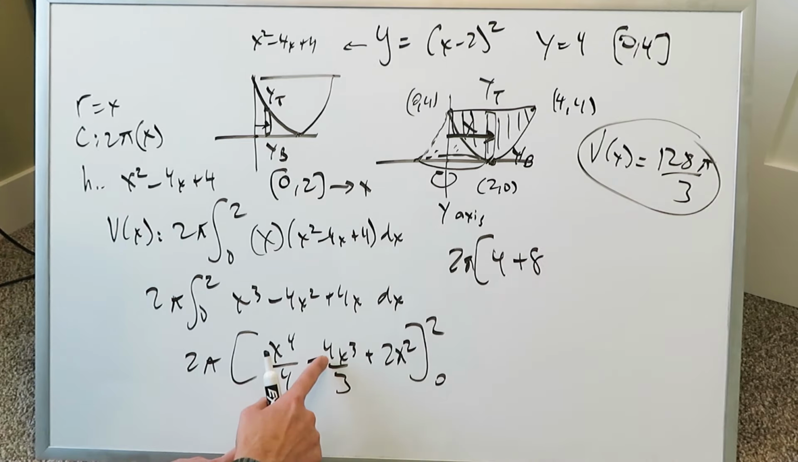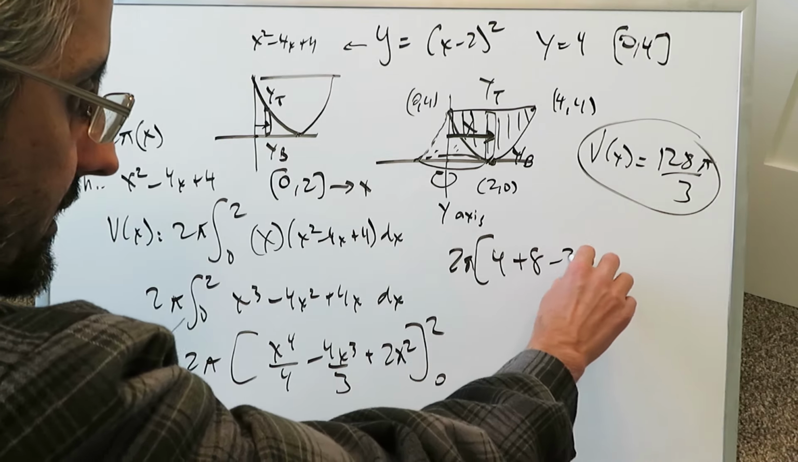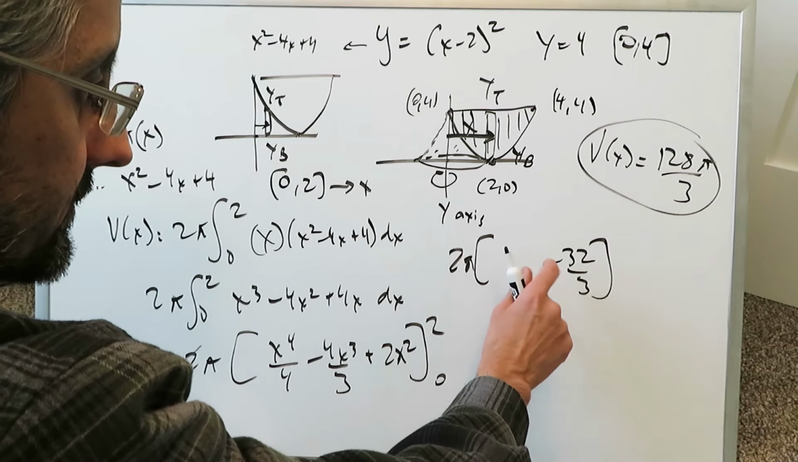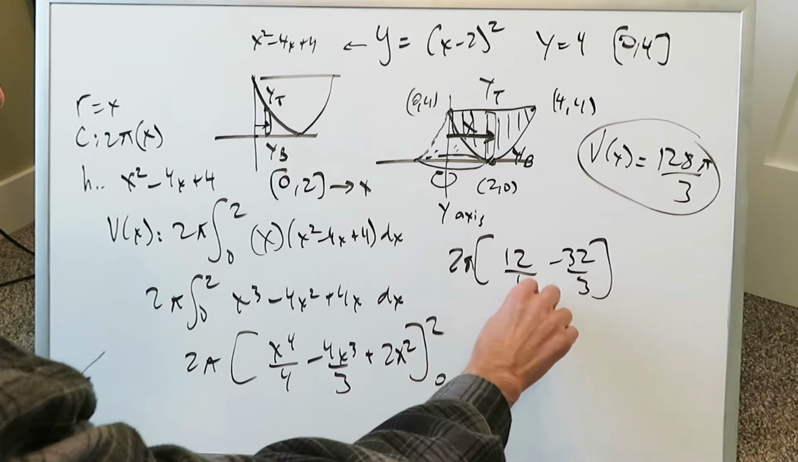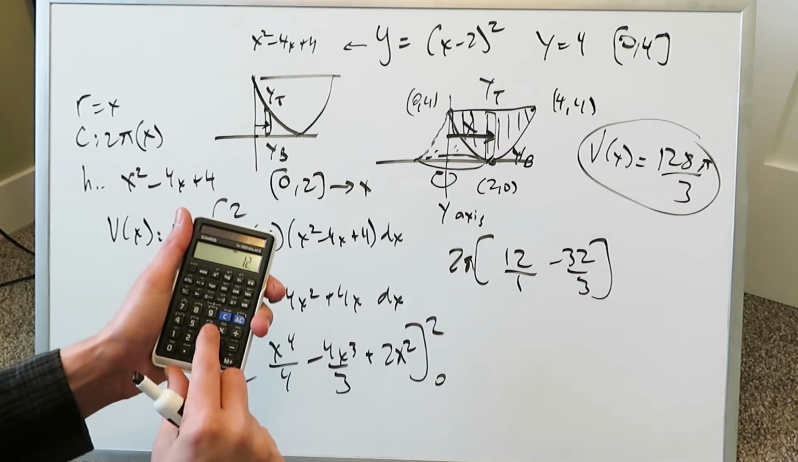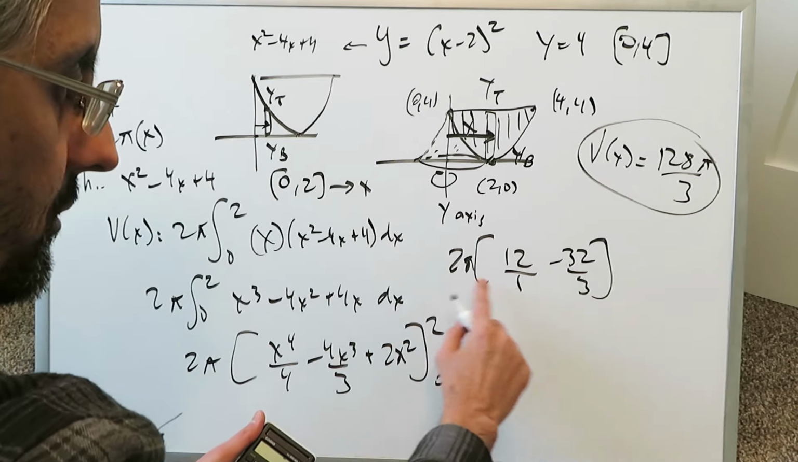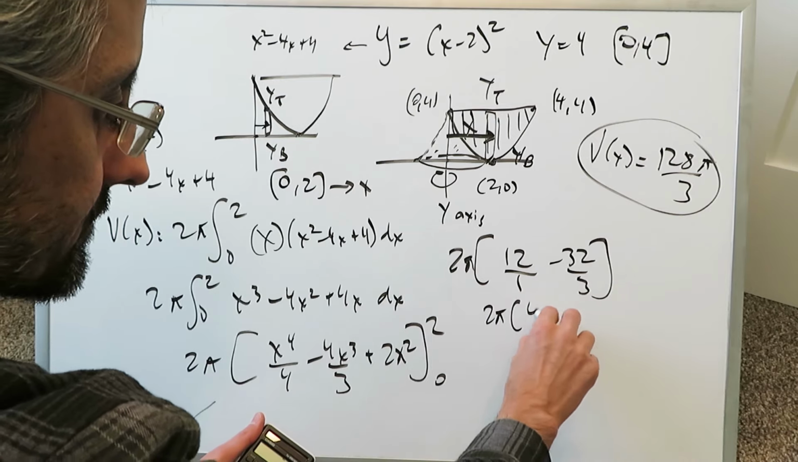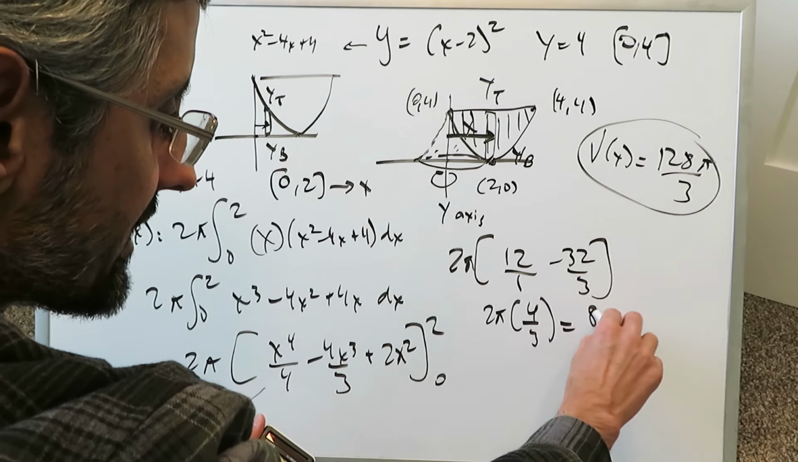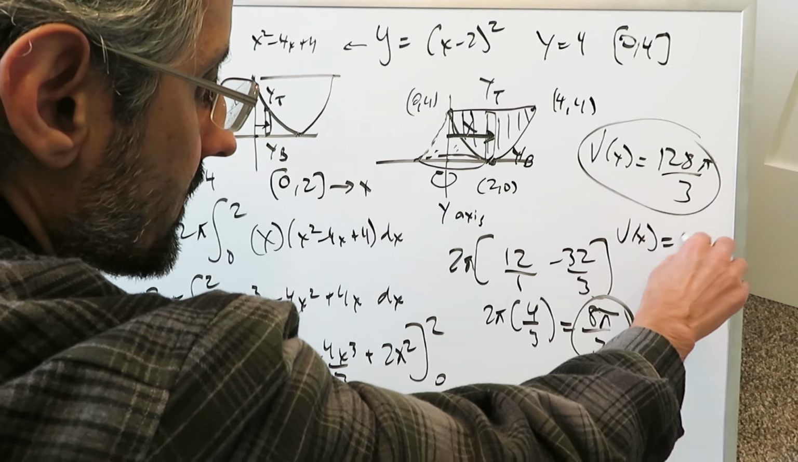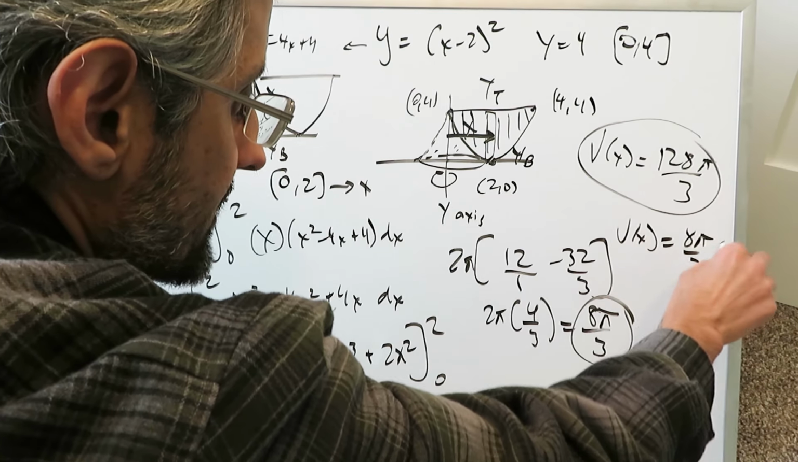Now let's come right here. 4 times 8 is 32 over 3. From here, you're seeing a 12 over 1. You're going to have 12 times 3 minus 32, over 3, which is 4 over 3, times 2 pi, which will tell you you have 8 pi over 3. And that right there will be the volume of the internal portion of this rotational solid.